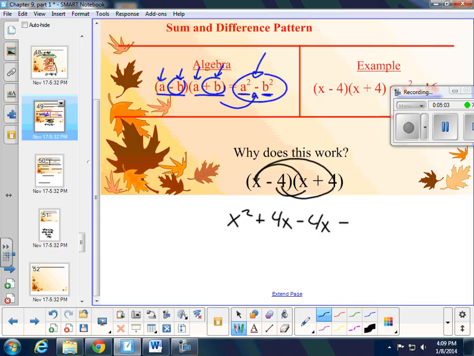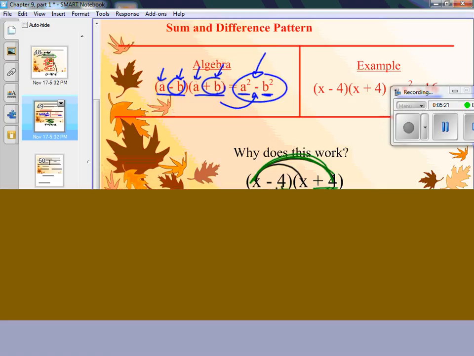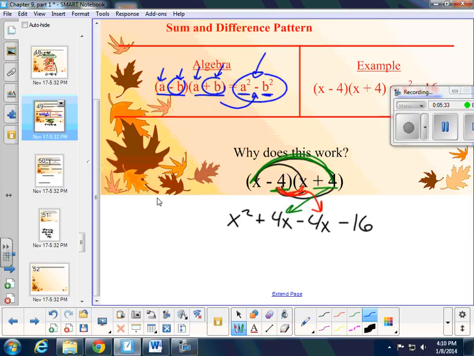And again, why does this always work in this sum and difference pattern? Well, as you can see, what's always going to happen is if I have these same terms multiplied together, but one's positive and one's negative, when I do the outside, I'm always going to get the positive of that term, and then when I do the insides, I'm going to get the negative of that term. So these two are always going to cancel each other out, and they'll be out of my problem, and my final result will just be x squared minus 16.